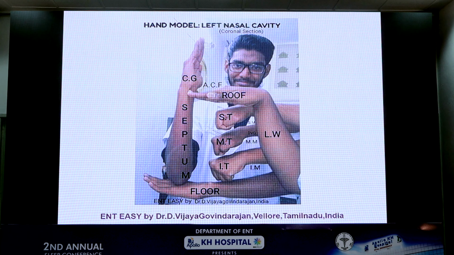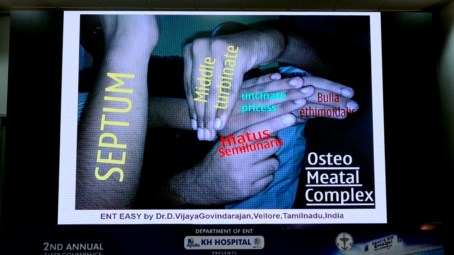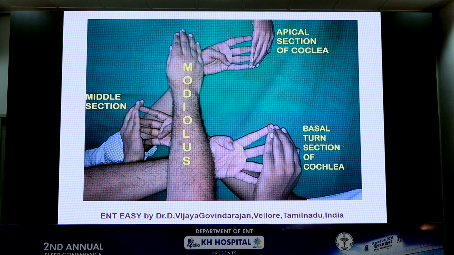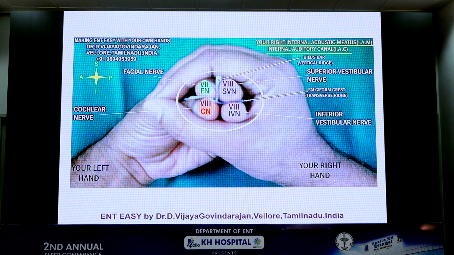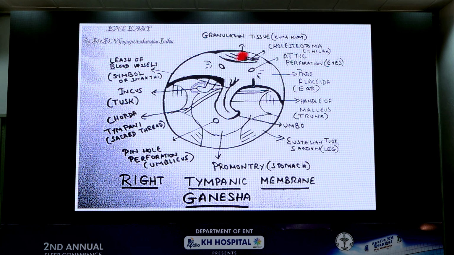This is the coronal section of the nasal cavity, and this is the facial nerve. This is the whole ear hand model, all parts of ear: external ear, middle ear, inner ear. And this is the osteomeatal complex of the lateral wall hand model, and this is the cut section of the cochlea, and the modiolus also has been done for you all. And this is the internal auditory meatus hand model, larynx paper model. This is my tympanic Ganesha, which I drew as a PG.